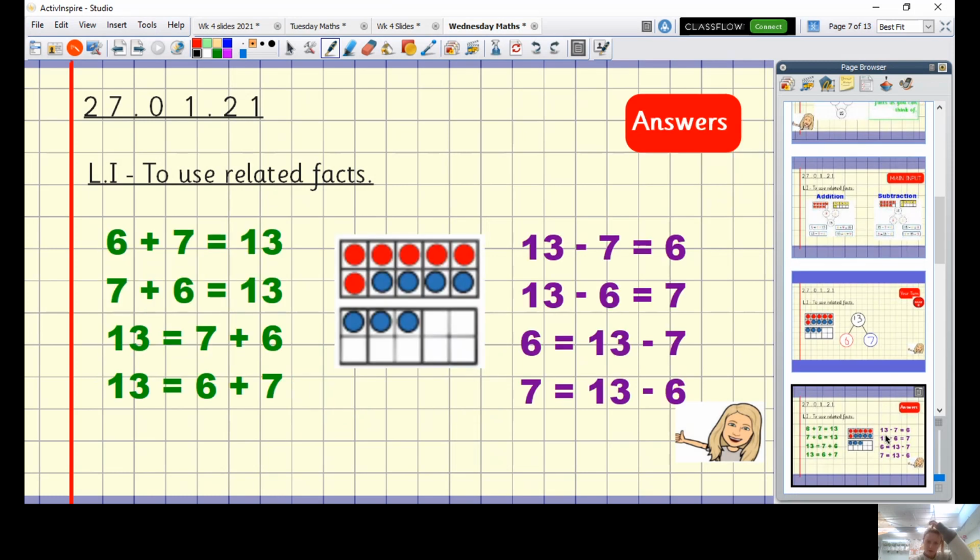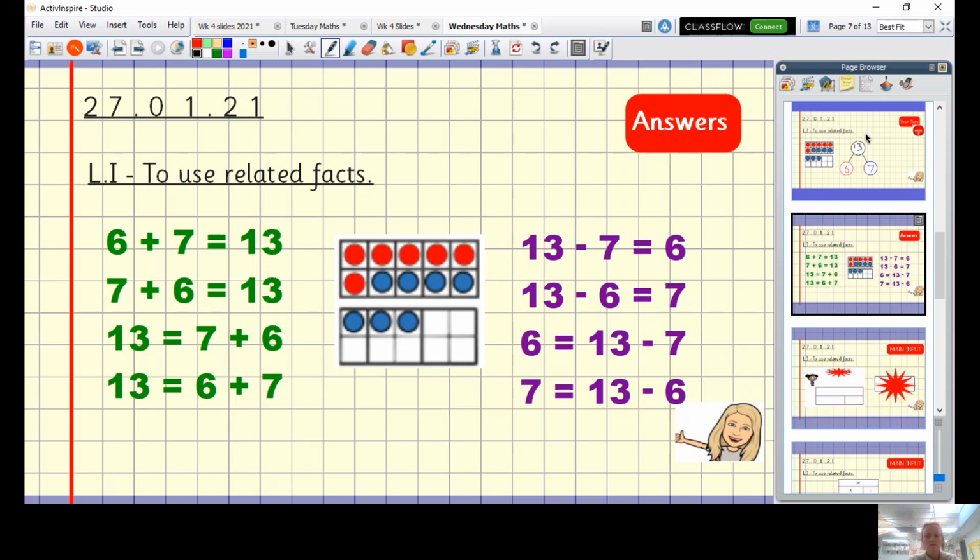Okay, so I've had a go and I've written some answers. So I've done my addition, so my adding in green. 6 plus 7 equals 13. 7 plus 6 equals 13. 13 equals 7 plus 6. 13 equals 6 plus 7. Then I've done my subtraction here in purple. 13 minus 7 equals 6. 13 minus 6 equals 7. 6 equals 13 minus 7. And 7 equals 13 minus 6.